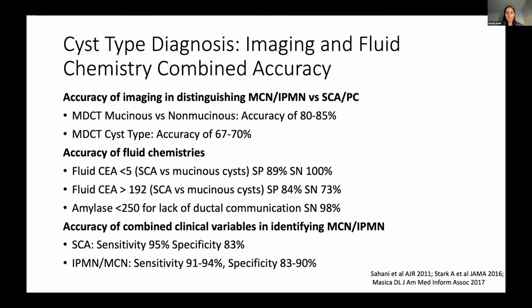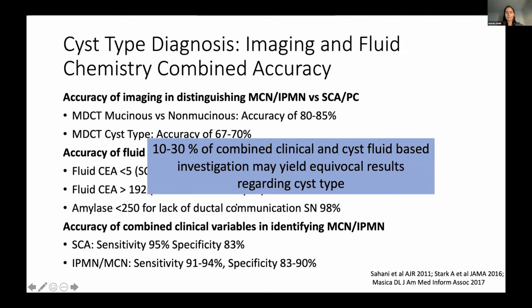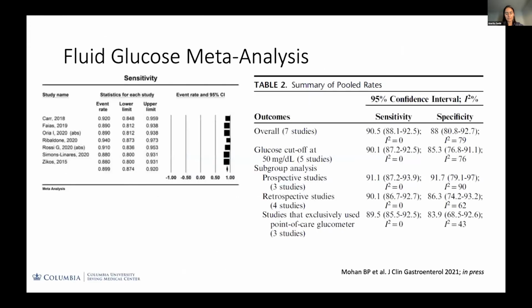And then when we combine clinical variables such as history, as well as imaging and fluid analysis, our sensitivities for specific cyst types increase significantly, with a sensitivity of 95% for benign lesions such as serous cystadenoma and 91 to 94% for mucinous. What we can find then is that about 10 to 30% of lesions may still have equivocal results, when you look at these ranges and differences in imaging. And so the question lies in how we decrease this difference and improve our ability to diagnose these cysts by adding additional factors to our conventional standard methods.